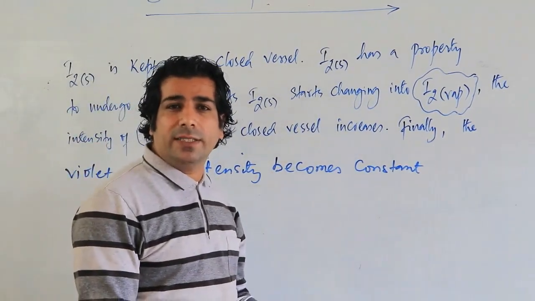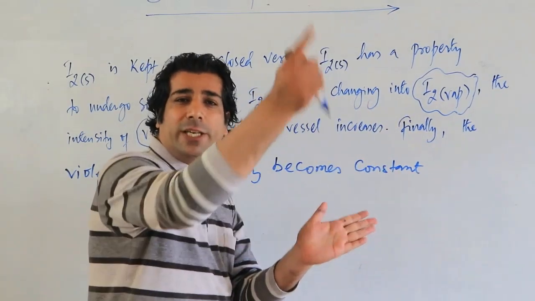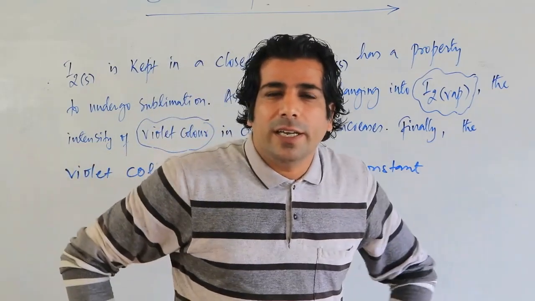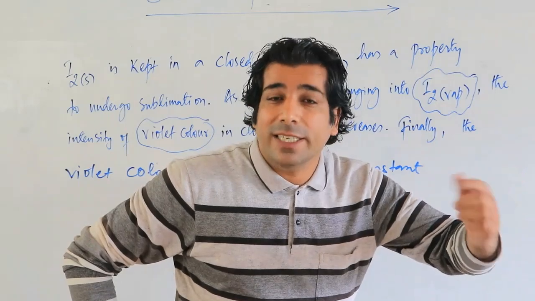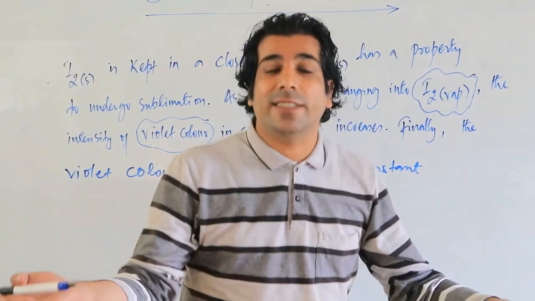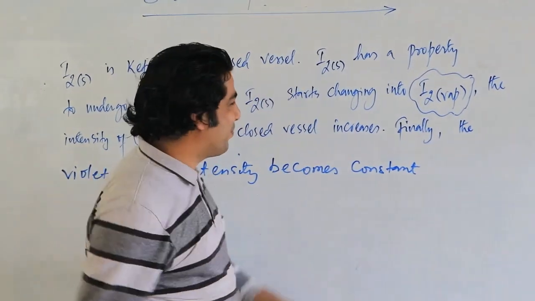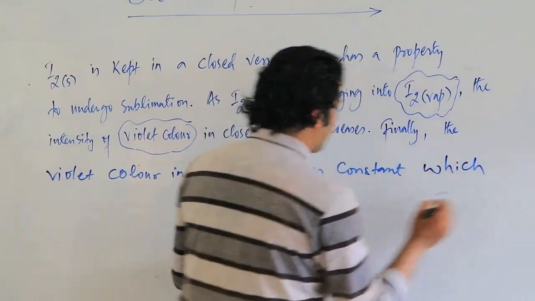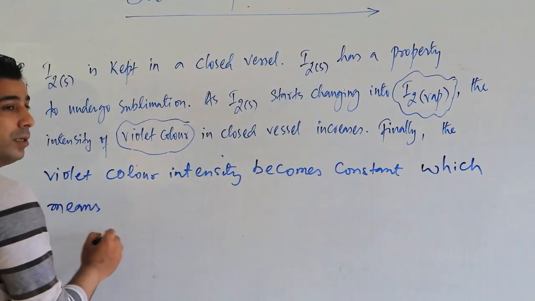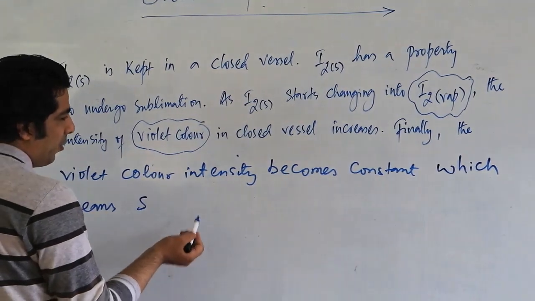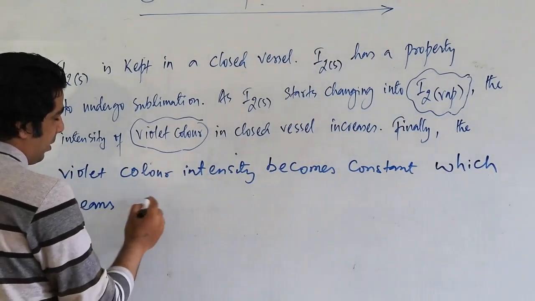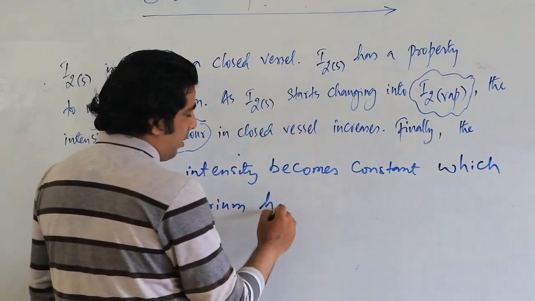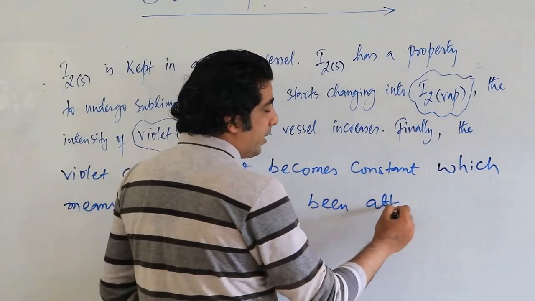First of all, violet color intensity was increasing as iodine solid was changing into iodine vapors. And ultimately what happened? Now the intensity of violet color is not increasing, it has become constant. Reason is the equilibrium, my dear friends. So finally the violet color intensity becomes constant, which means equilibrium has been achieved, equilibrium has been attained by the system.